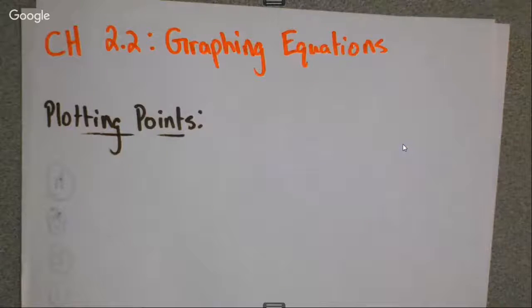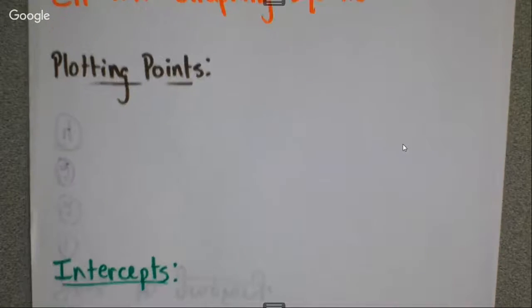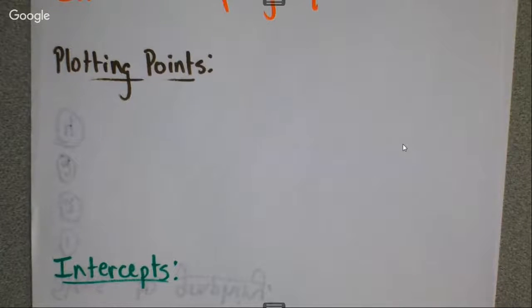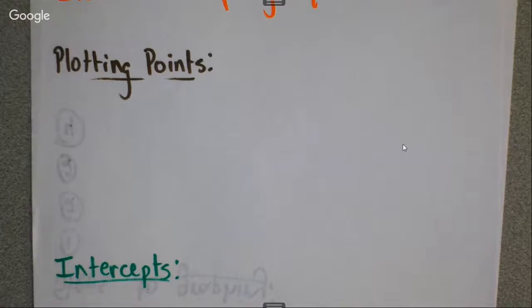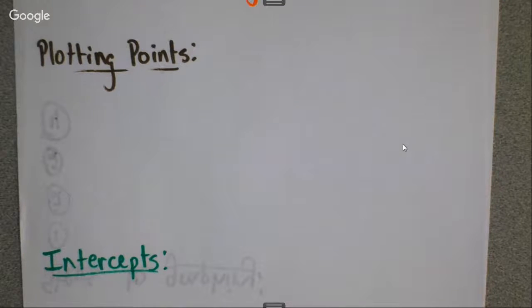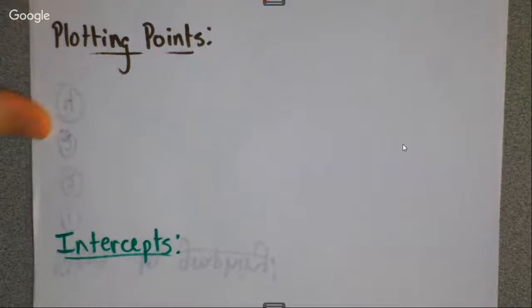Okay, so 2.1 is about graphing equations, and we will talk about all equations in chapter 2.2, and then after this, we will go specific into certain types of equations for the rest of the year. So the very first way that you should learn to graph, the very basic way of graphing, is by plotting points.